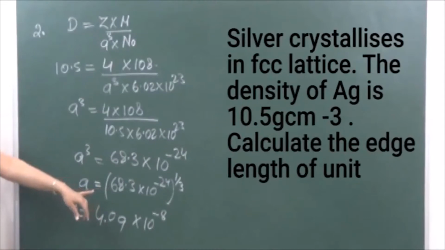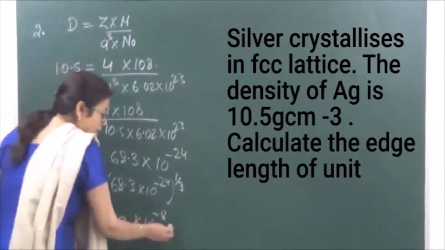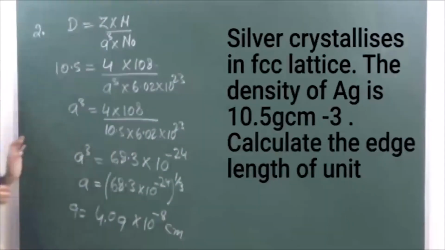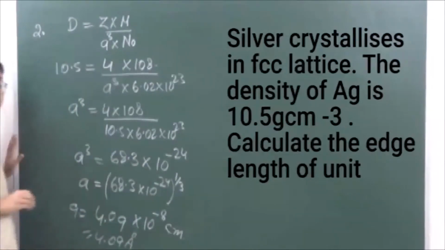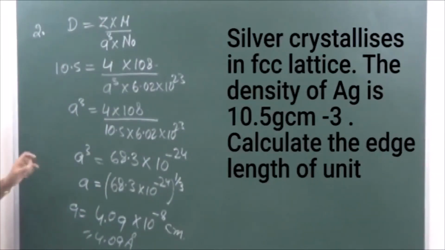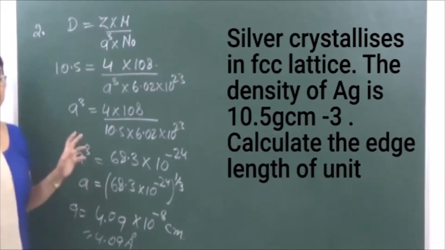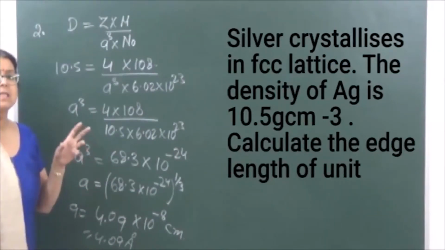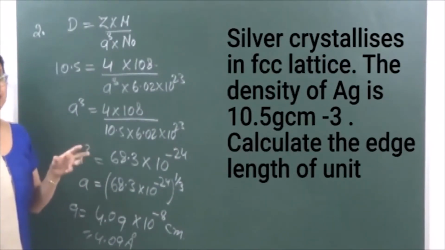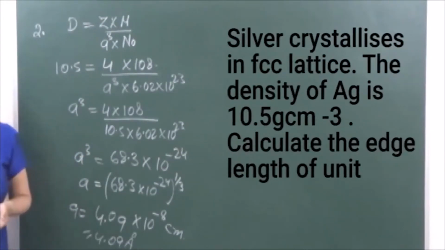Now ये वाला आंसर जो हमारा आ रहा है, this answer is coming in centimeters. Okay, so अगर हम इसको एंगस्ट्रॉम में कन्वर्ट करें तो it will become equal to 4.09 Angstrom. ठीक है? So this is the second type of question in which you have to calculate the edge length. Okay? फिर उसके बाद हमने एक फॉर्मूला और करा था in which we were finding the nearest neighbor distance and the radius. So let's do a few questions on that formula also.